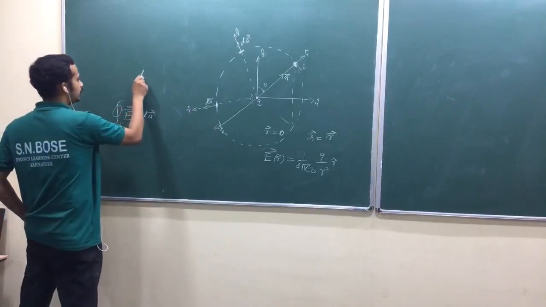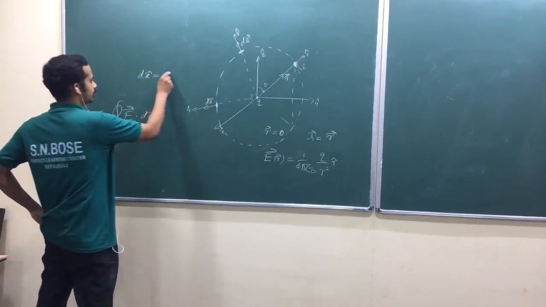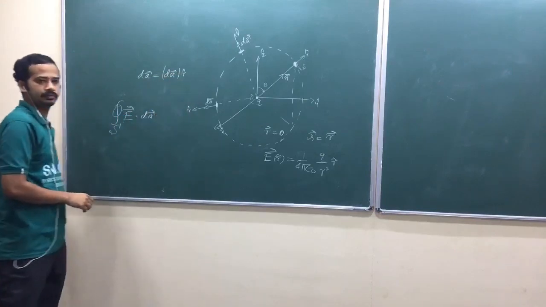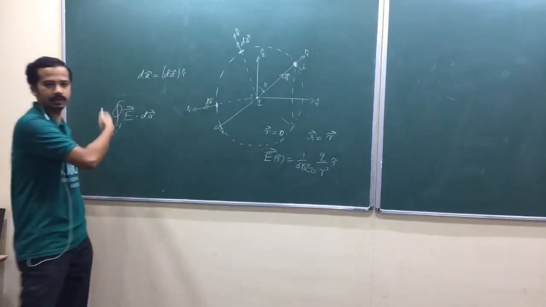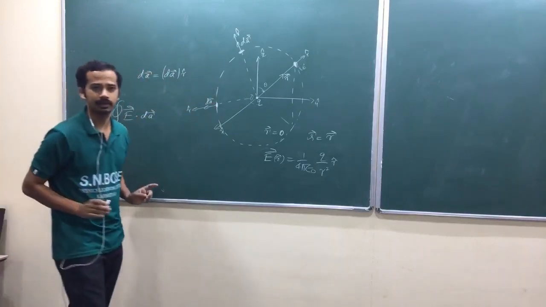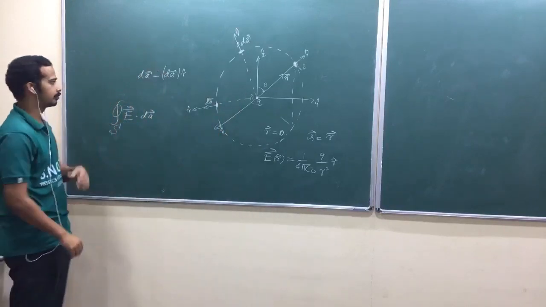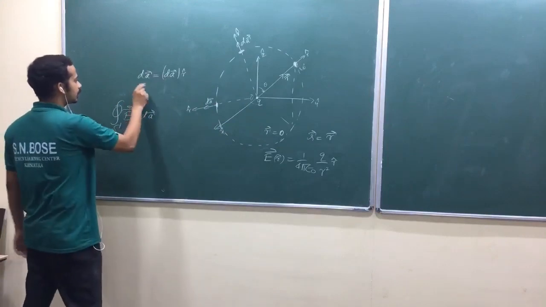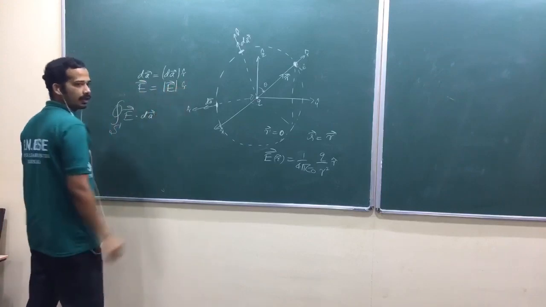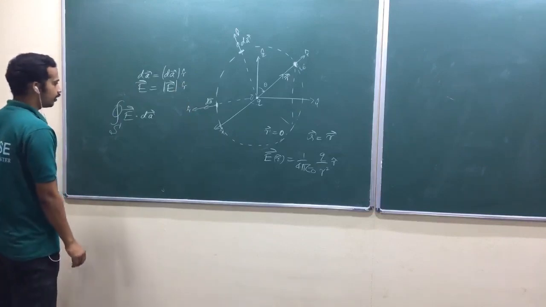So that's why can I write the dA vector as mod dA into r cap? Isn't it? Because wherever you take, your dA vector is along the radially outward direction. Radially outward direction, that is r cap direction. So obviously your electric field is also along r cap. Look at that, isn't it? So now look at here.